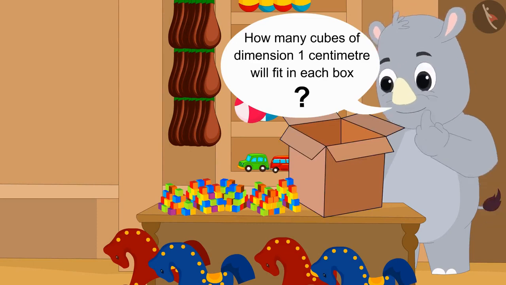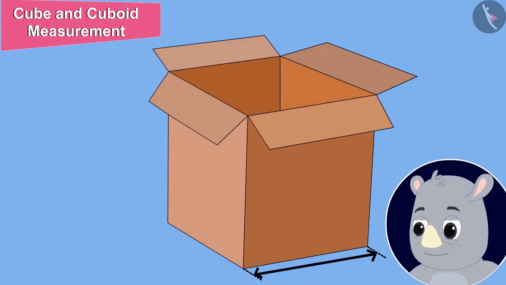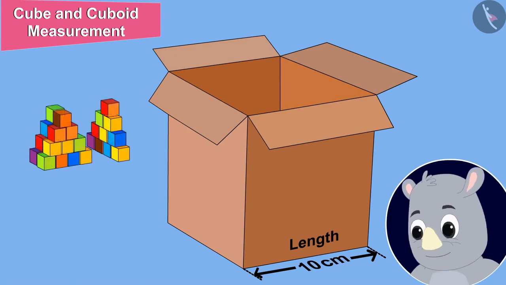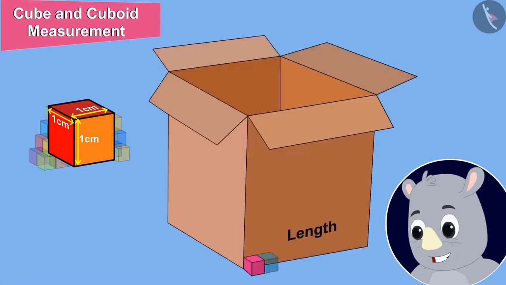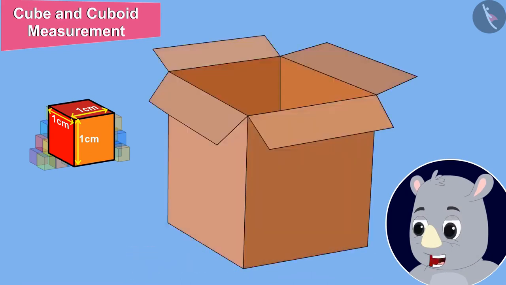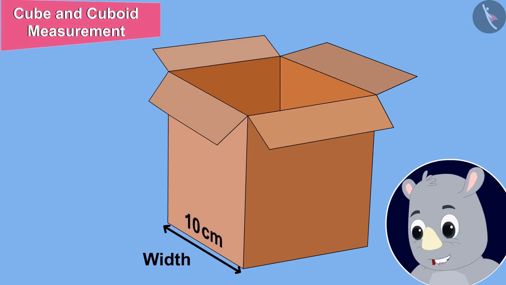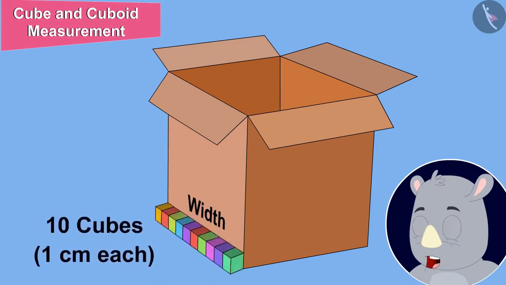Gaggu started thinking. Gaggu then measured the length of the edge of one of those cube-shaped boxes. Okay, the length of this cube-shaped box is 10 centimeters, and the sides of each cube-shaped block are 1 centimeter. That means the length of this box is equal to 10 cubes. Now, I will measure the width of this box. The width is also 10 centimeters, which means that the width of this box is also equal to 10 cubes.